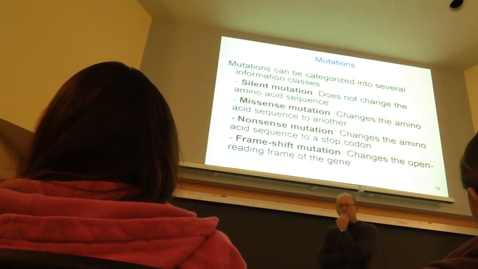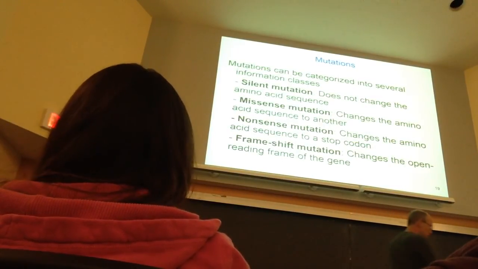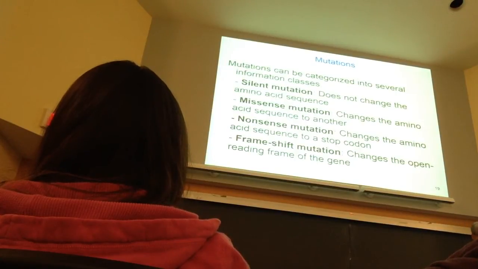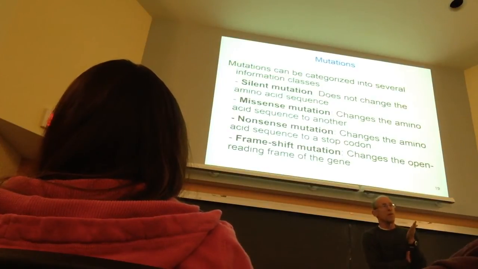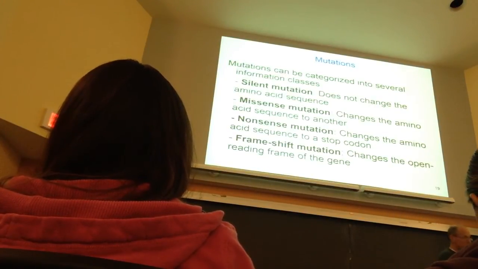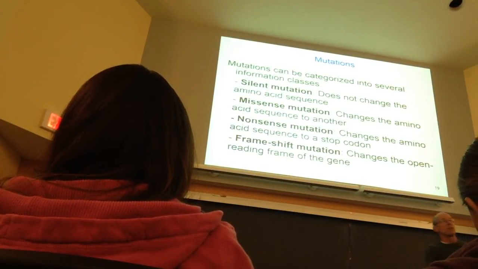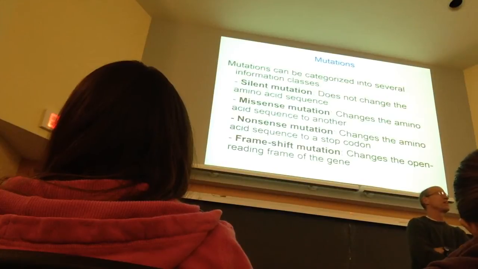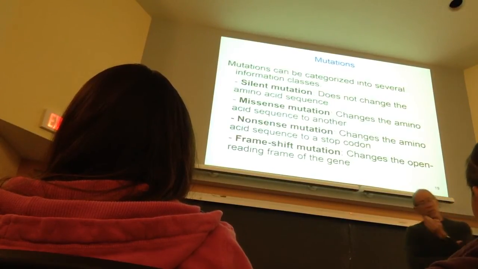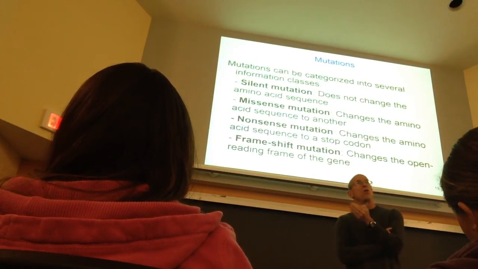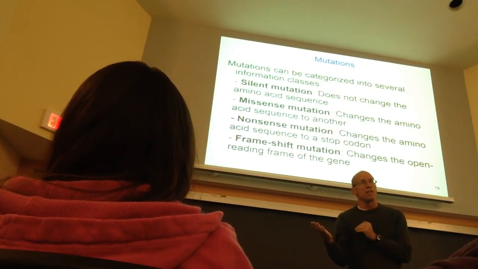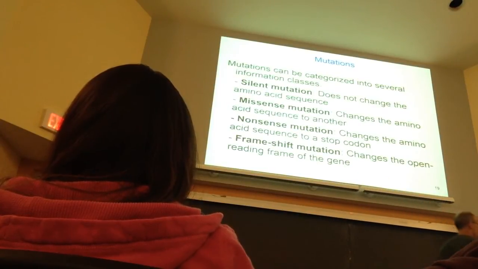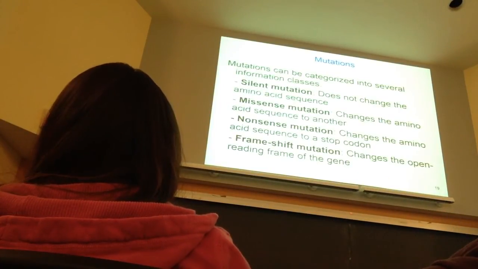So, for example, if you have a base change in the second base of a triplet codon, that often does not change the amino acid. Or the third base is even more common to not change the amino acid. Because remember, the genetic code is redundant, so a number of nucleotide triplets code for the same amino acid. So if you have a mutation and it still gives you arginine, it's a silent mutation. It doesn't change the amino acid sequence.